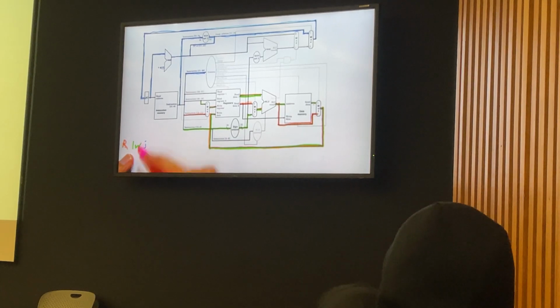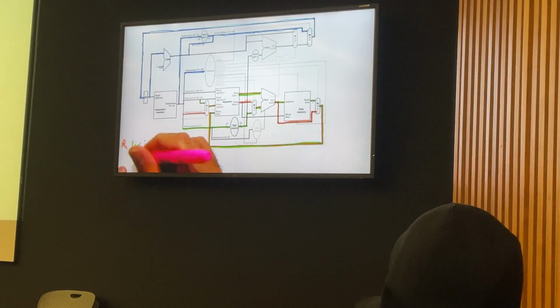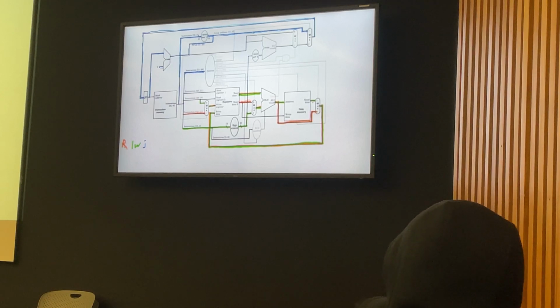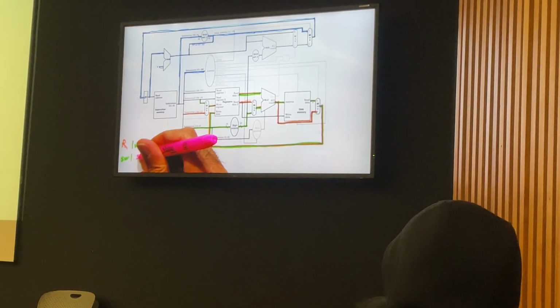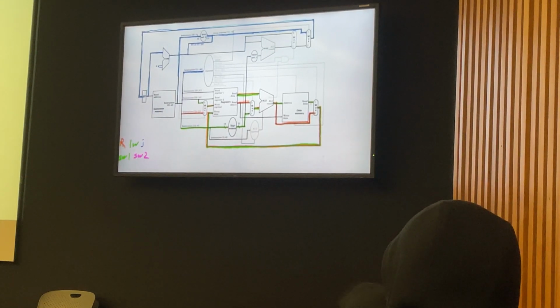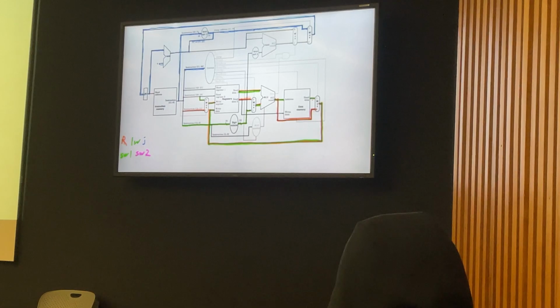So it's a store word. Store word part 1 is already covered by load word, because part 1 is just computing the address, which is the same as for load word. Store word part 2 I'll do in pink. So store word part 2 is, no, I shouldn't do that. Forget it. I'm not going to break it up into parts. Let me do the entire store word again.